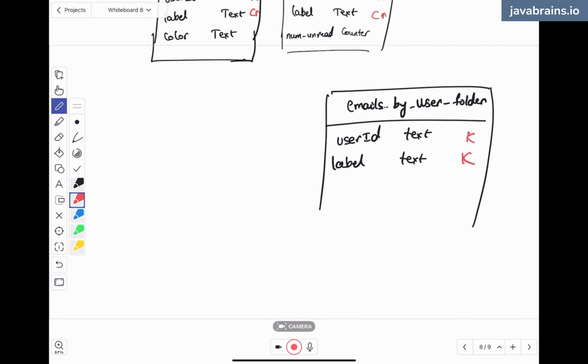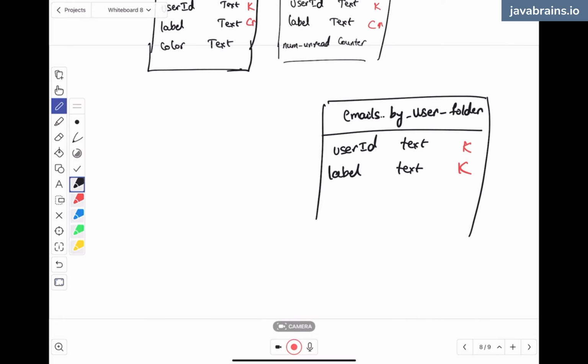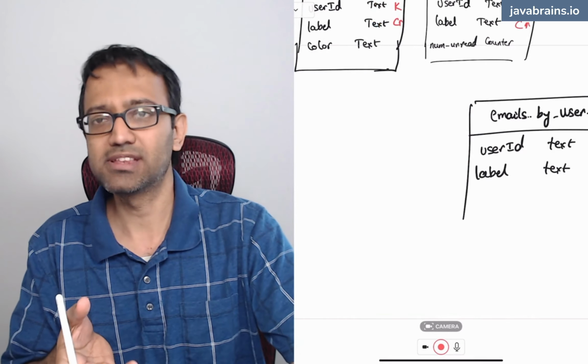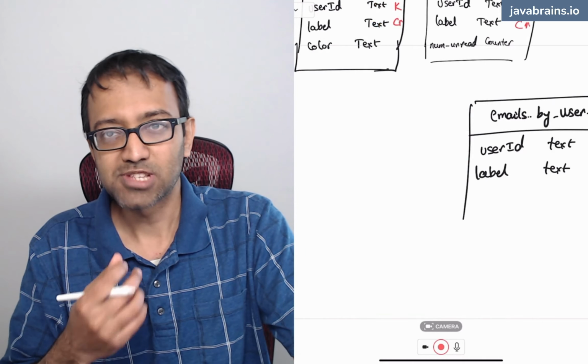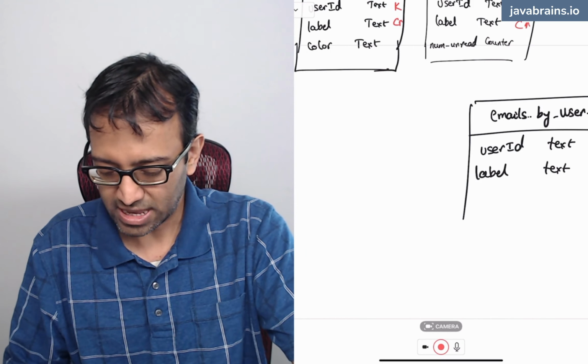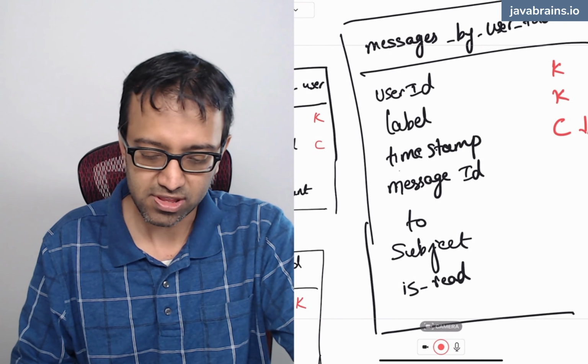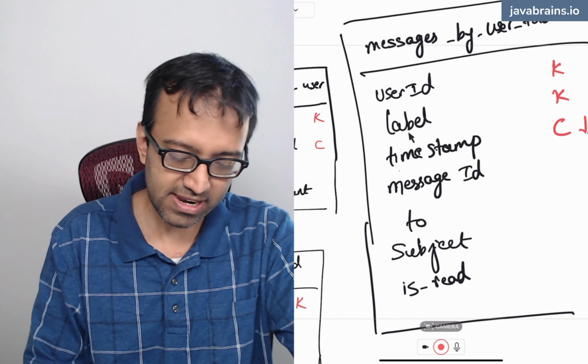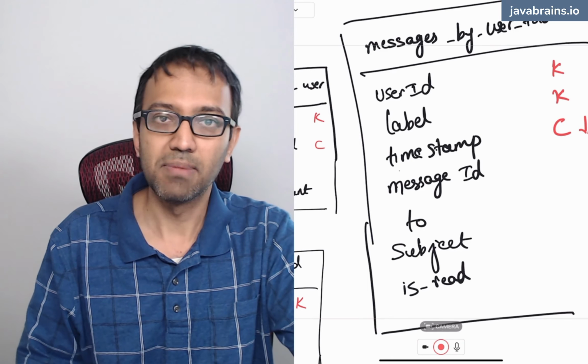Both of them are part of the partition key. And then we have the timestamp. So here's the thing about the timestamp: you want the timestamp to be unique. You have a need for the timestamp, and you also have the need for the message ID. You see here, we need a timestamp, and we also need a message ID.